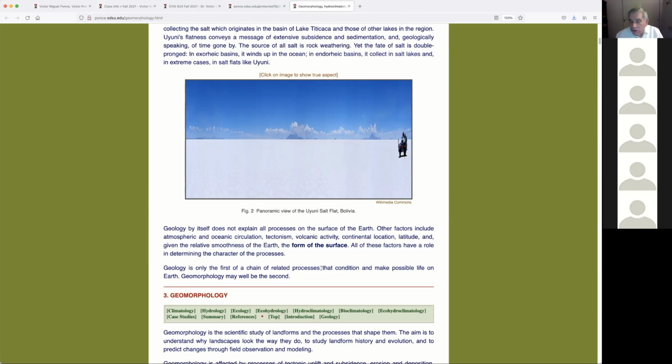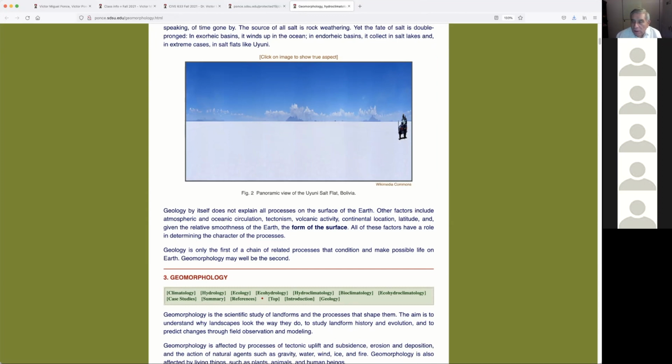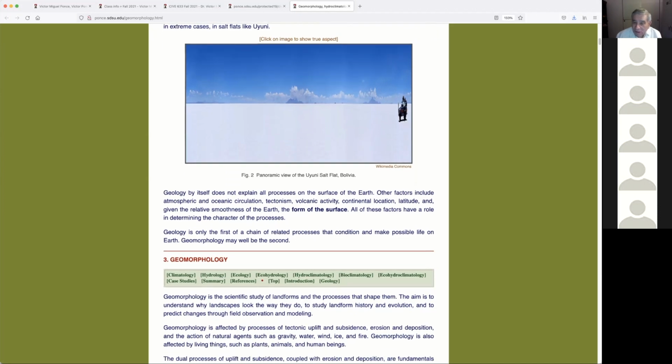Continental location, also very important. Where are you and where is the continent and how big the continent is, very important. Latitude, also latitude. If you're at 0 latitude, it has a tendency to be hot. If you're at latitude 60 degrees north or south, there's not that much light in there. So you have to think about that. And the form of the surface.